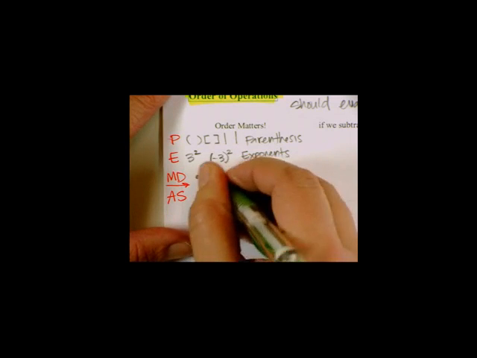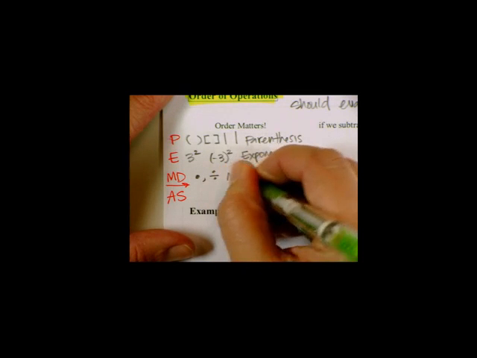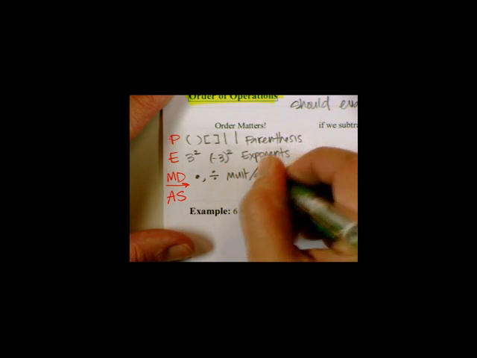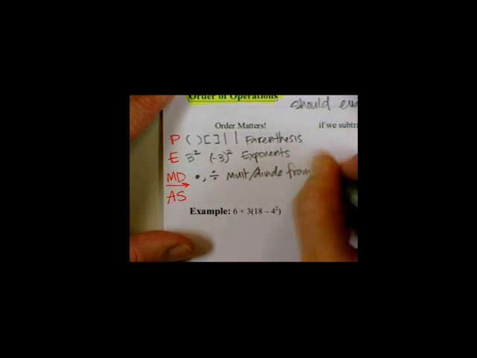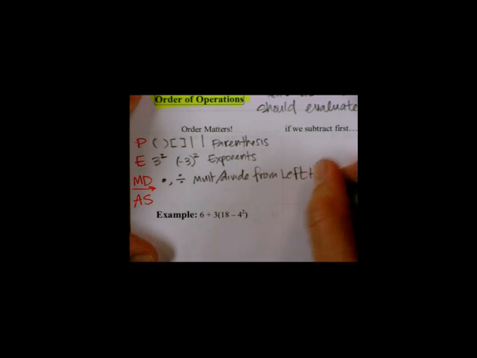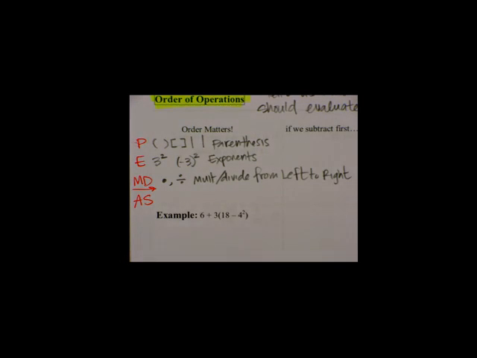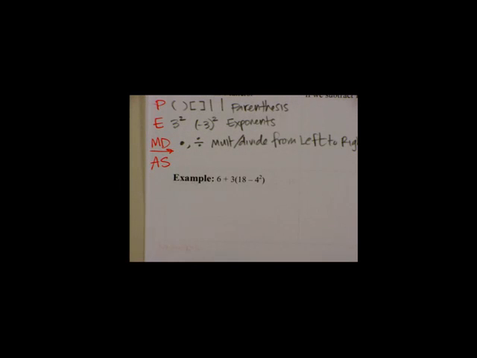M and D stand for multiplication and division. We are going to multiply or divide from left to right, doing whichever operation shows up first. Actually, I want to elaborate on that a little bit more. You don't have to write this down, but just watch for a second. MD says to multiply or divide from left to right.